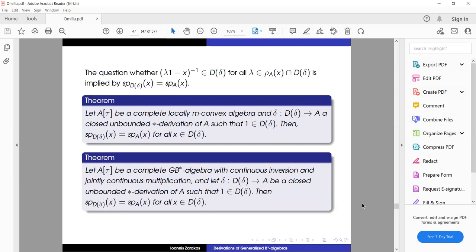Okay, second question, this is what we would like to find out: when do we have the first property of our theorem, that is, when are all these inverses in the domain of definition? This can be rephrased, this can be implied by the coincidence of the spectrum. And some results that we obtained with respect to the coincidence of the spectrum are the following two results.